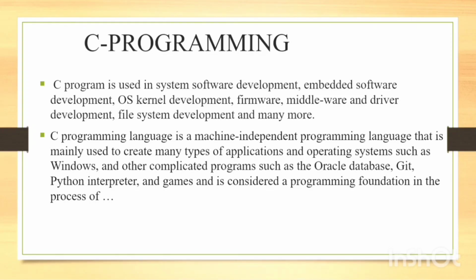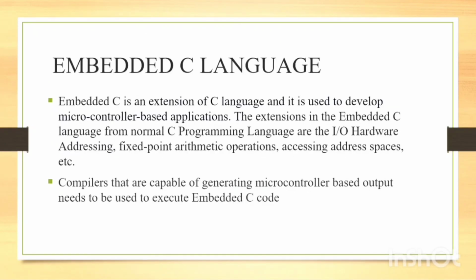Here we need to know about what is embedded C language. Embedded C is used to develop the embedded projects, that is an extension of C language, and it is used to develop microcontroller based applications. The extensions in the embedded C language from normal C programming language are the input output hardware addressing, fixed point arithmetic operations, accessing address space, etc. Compilers that are capable of generating microcontroller based output need to be used to execute embedded C code.